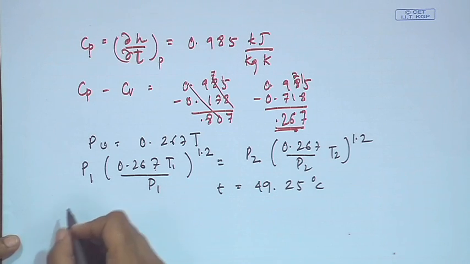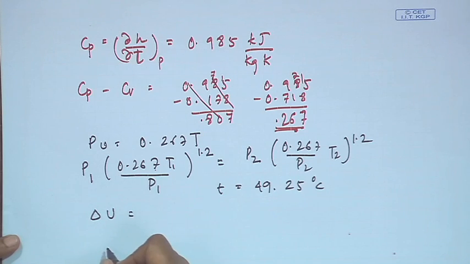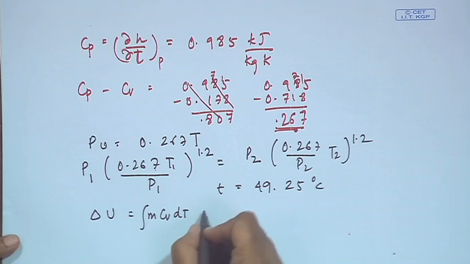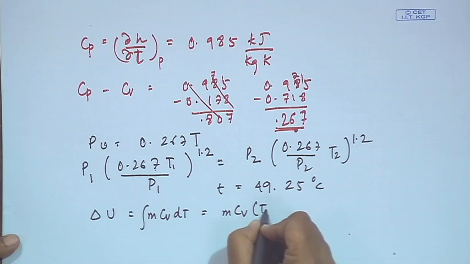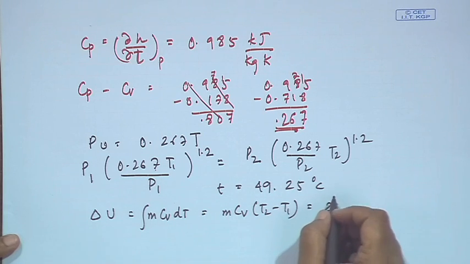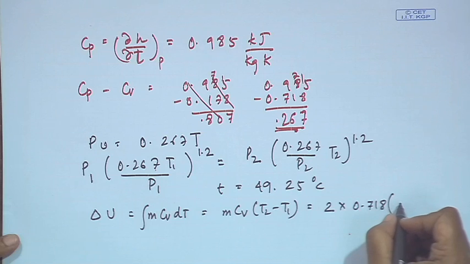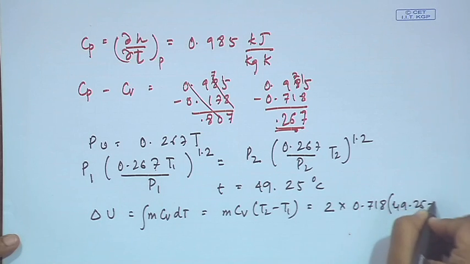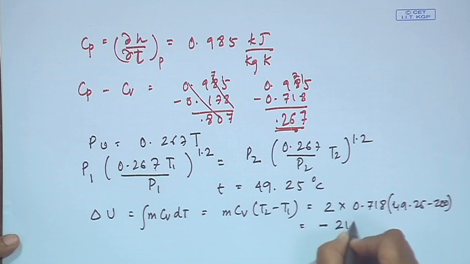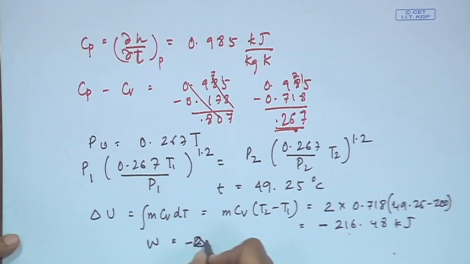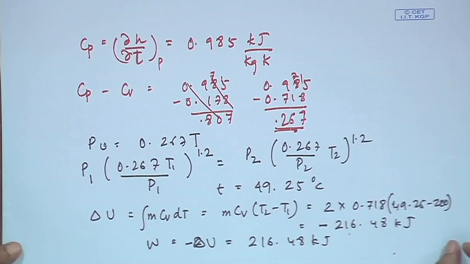So, once I know this, I can always compute delta U for this particular case. What is it? It is the integral of m Cv dT, or in other words, since Cv remains constant, it is m Cv times (T2 minus T1). M you already know, it is given 2 kgs. Cv you have already found out from the previous problem, it is 0.718. You know T2 by this time, you know T1 by this time. So, therefore, it is 49.25 minus 200, which gives you minus 206.48 kilojoules. As a result, you know W, it is nothing but equal to minus of delta U, which is equal to 206.48 kilojoules.